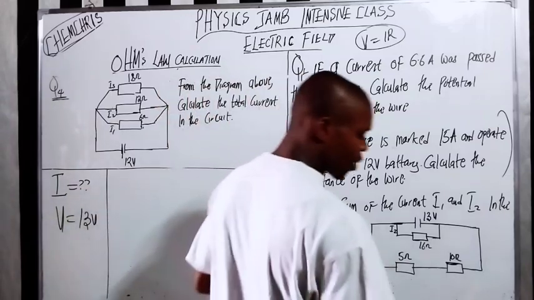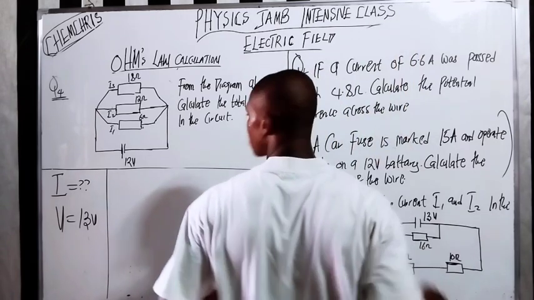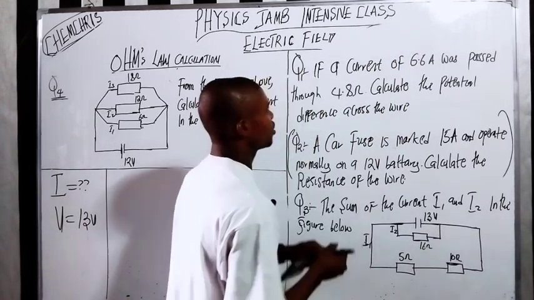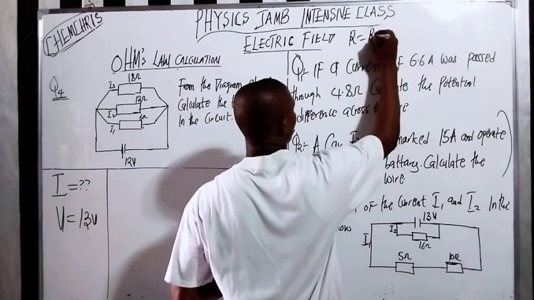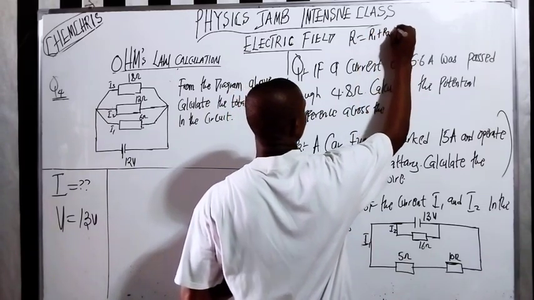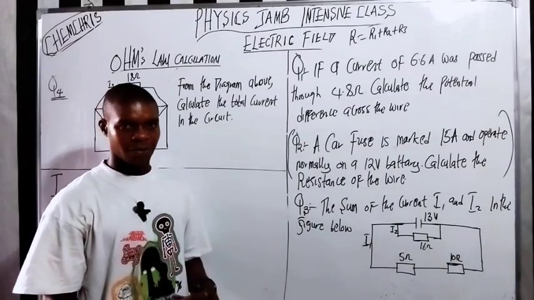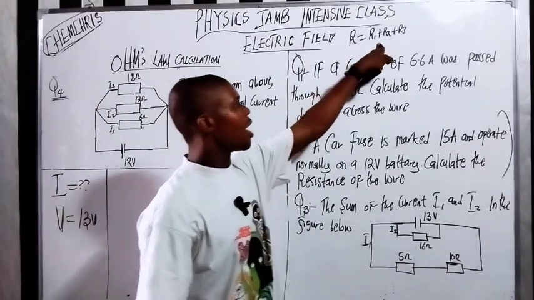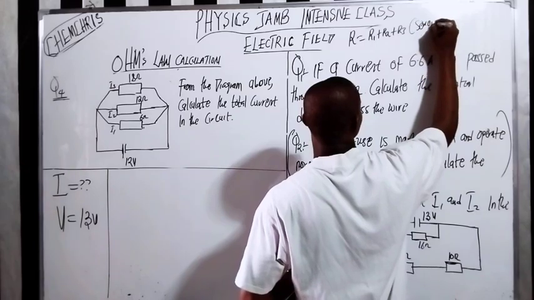Now when resistors are connected in series, the equivalent resistance R equals R1 plus R2 plus R3, depending on how many resistors are connected together. These are called series connection.